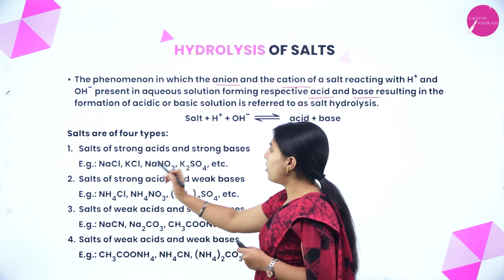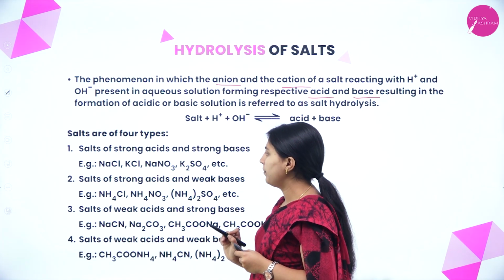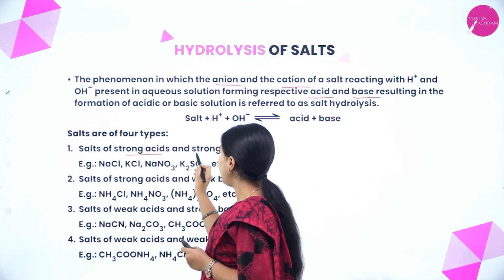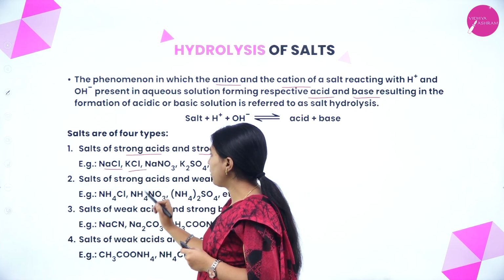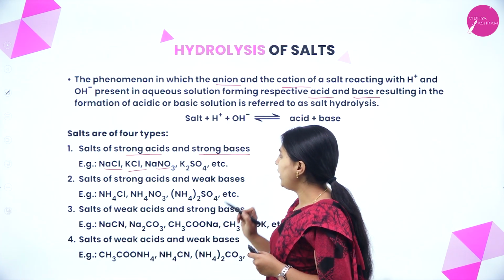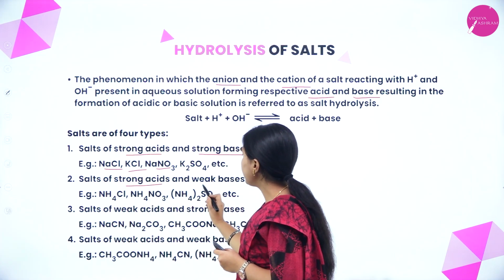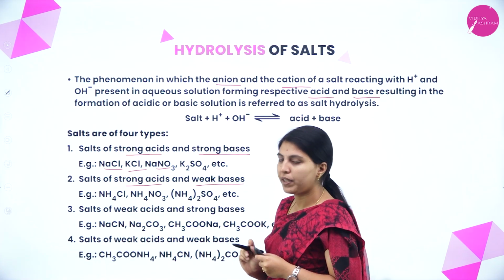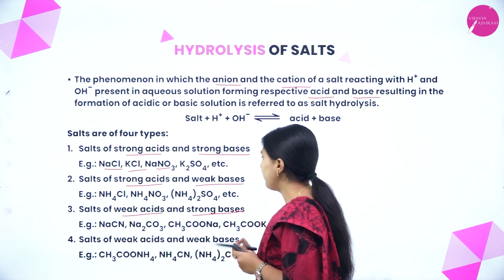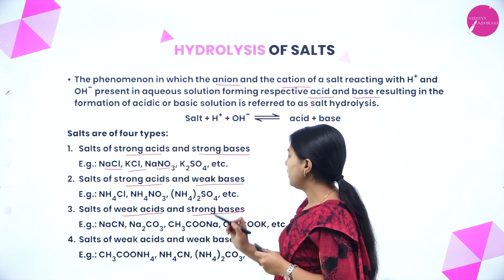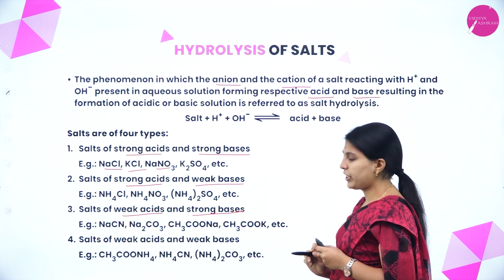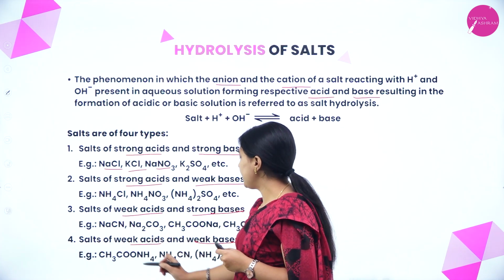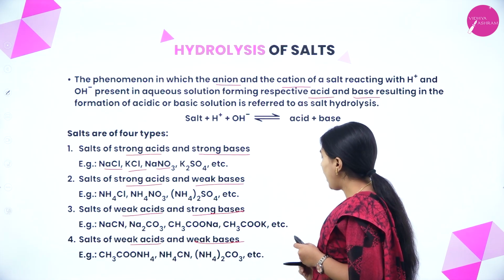Salts are of four types, which we have seen in the previous slide, and we will see them with examples. Salts of strong acids and strong bases means sodium chloride, potassium chloride, sodium nitrate, potassium sulfate, etc. Salts of strong acids and weak bases means ammonium chloride, ammonium nitrate, ammonium sulfate, etc. Salts of weak acid and strong base means sodium cyanide, sodium carbonate, sodium acetate and potassium acetate, etc. Salts of weak acid and weak base means ammonium acetate, ammonium cyanide, ammonium carbonate, etc.